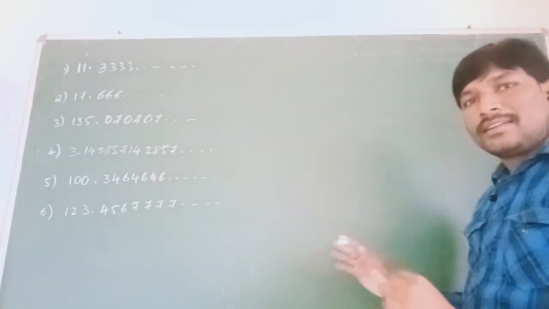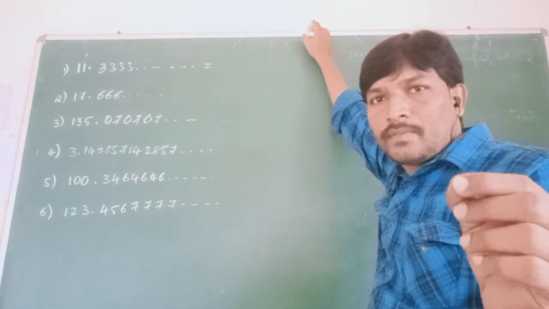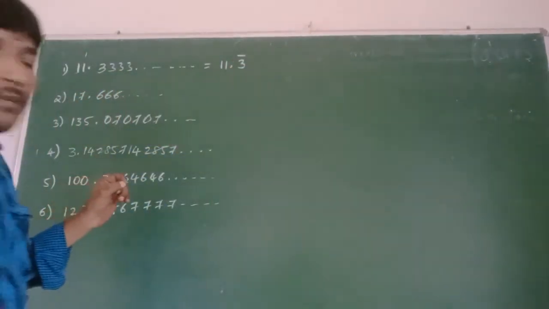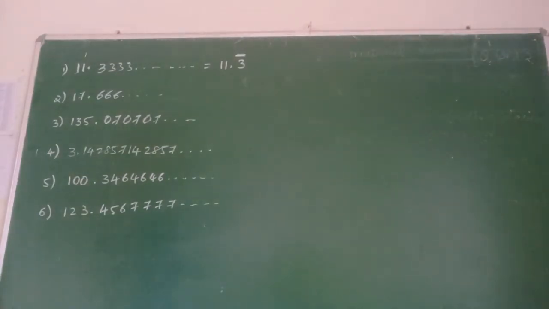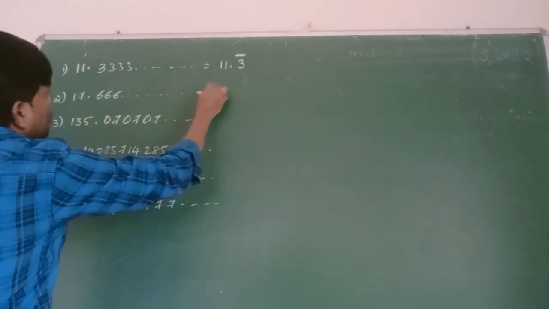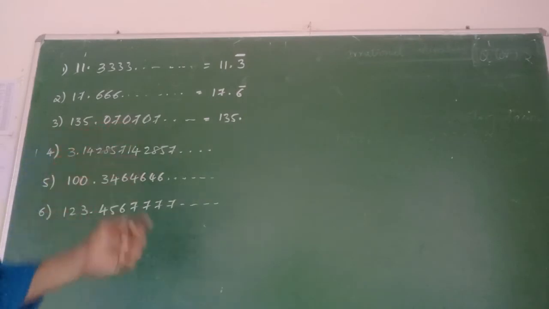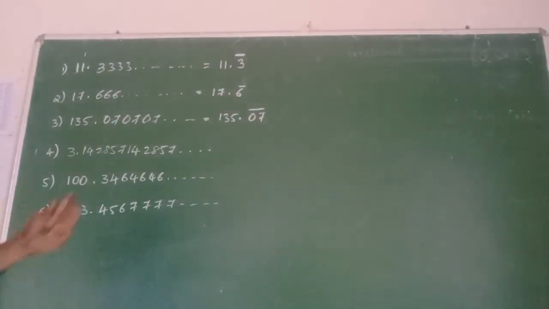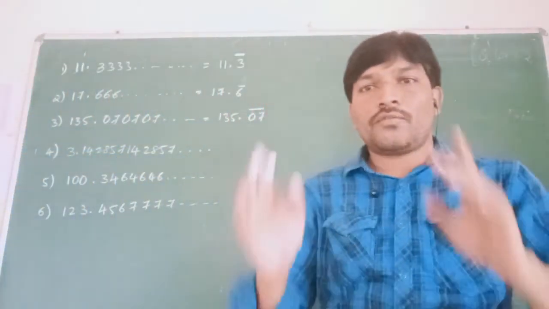In the first example, it's 11.333333 continuously. That means here the digit 3 is repeating continuously. So we can write this shortly as 11.3 bar. Just place the bar on the digit or group of digits which repeats continuously. In the second case, 6 is repeating continuously, so we can write this as 17.6 bar. In 135.070707, two digits are repeating continuously, so the bar is for 0 and 7. We write a bar because we treat these repeating digits as one group. As we know, a bar is also a type of bracket. Instead of drawing a bracket, we are taking a bar.